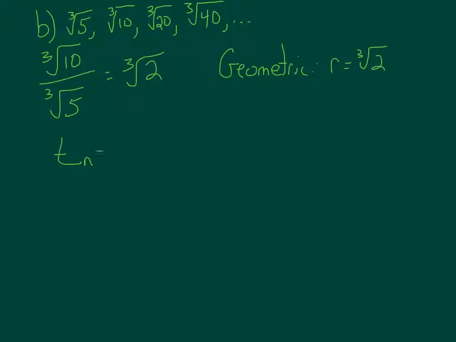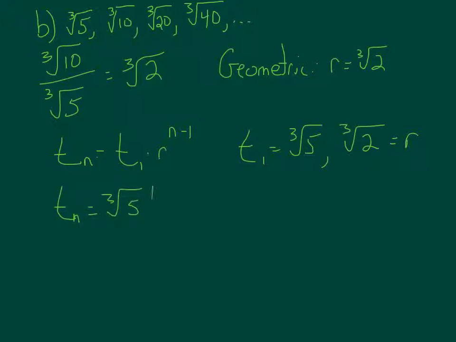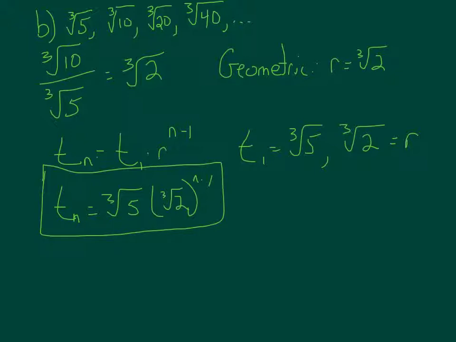The formula for a geometric sequence was the first term times the ratio to the n minus 1 power. Well, T1 for us is the cube root of 5, and the ratio for us is the cube root of 2. Let's fill that in. Tn equals the cube root of 5 times the cube root of 2 to the n minus 1 power. Sweet! That's your formula for Tn. I suppose you could write that a little bit differently if you'd like to split it up using the split approach with that exponent, but I'd be okay with this.